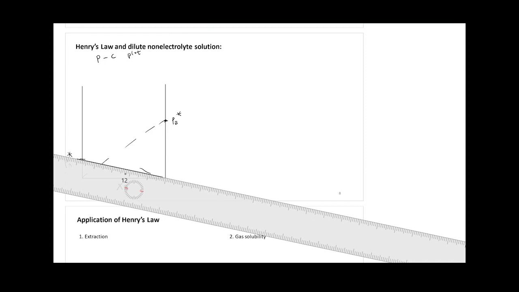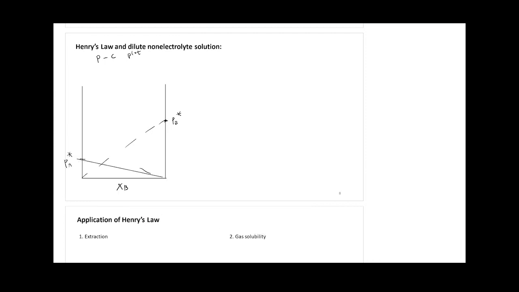So again, for Henry's law, we also want to talk about the pressure-dependent composition plot. The x-axis is still your xB. You still have component A and B. You still have your PB star, PA star, assuming your B is actually more volatile. Okay, so if you have ideal solutions, then it's actually straight lines.